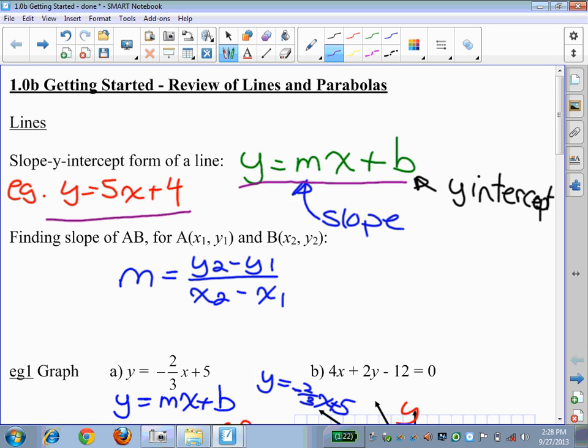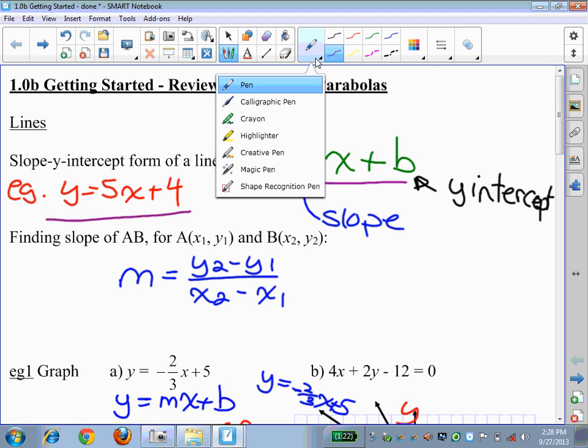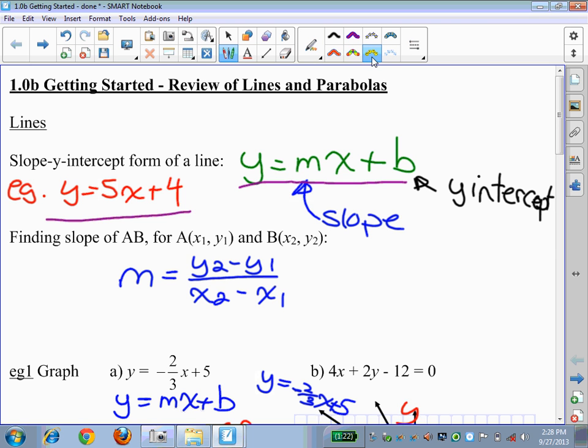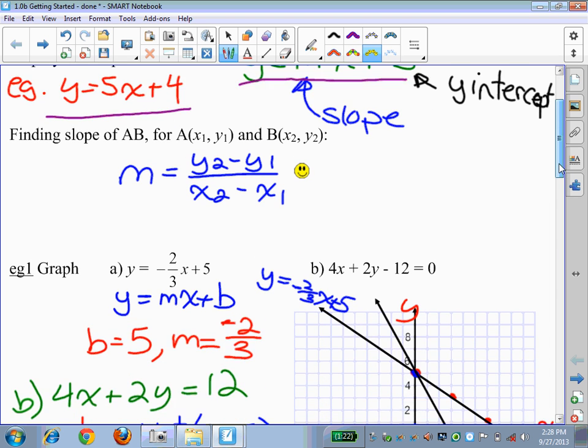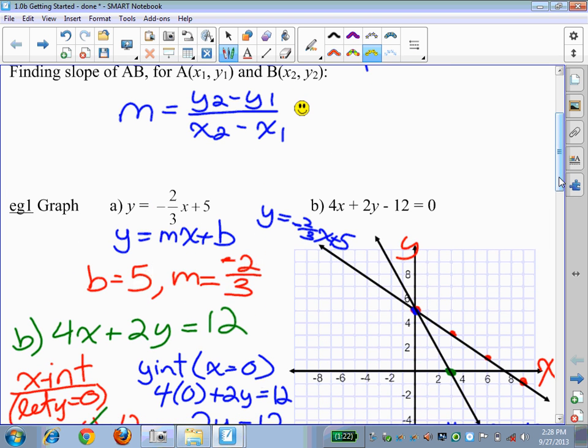Okay? When you're asked to find the slope of 2 points, we will be using the equation y2 subtract y1 over x2 subtract x1. That's the equation here. Let's take a look at a graph.